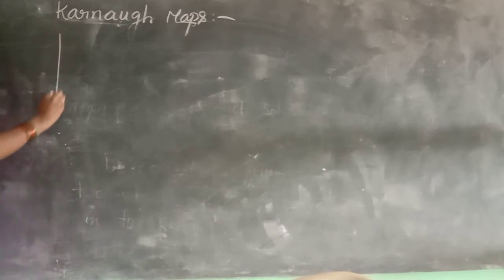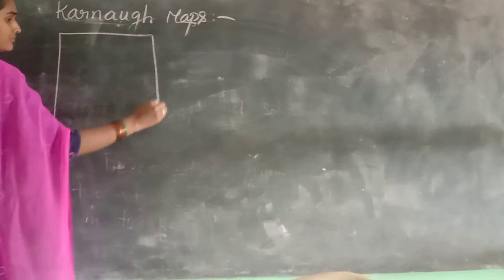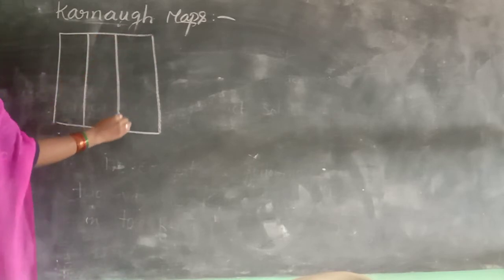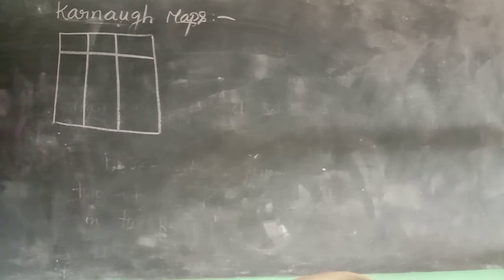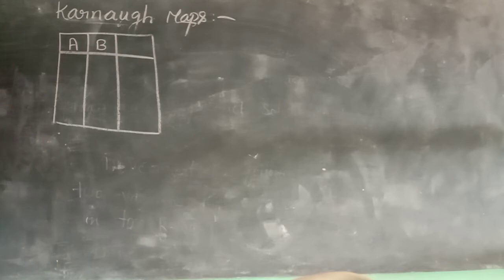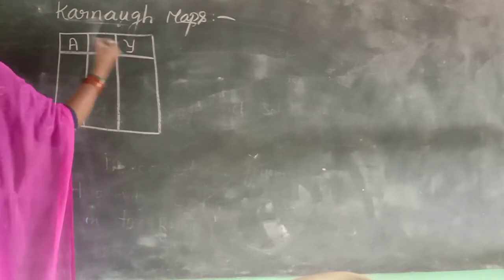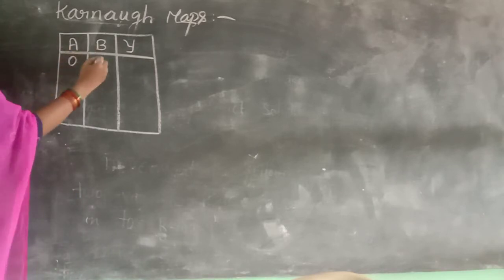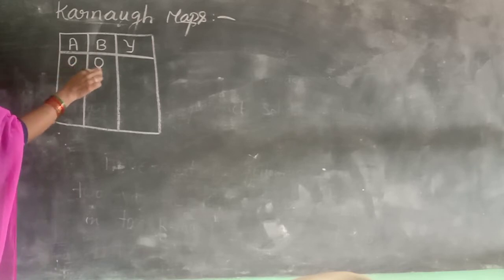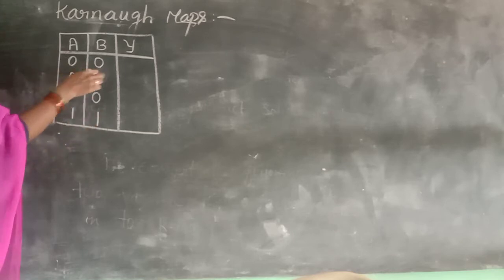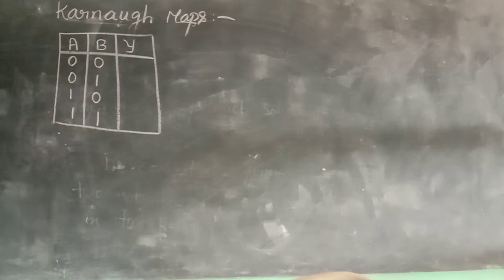Take an example table. How many variables? Two variables. Let them be named A and B. These are the two variables, and the logic of it is taken as an output. For these two inputs, how many ways? Four ways: 0 0, 0 1, 1 0, 1 1.